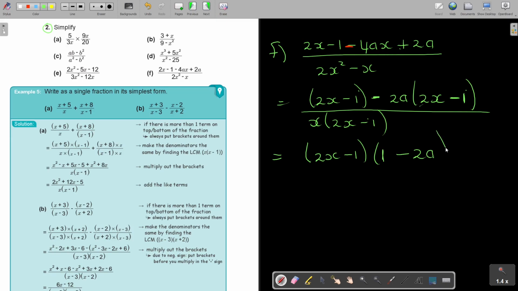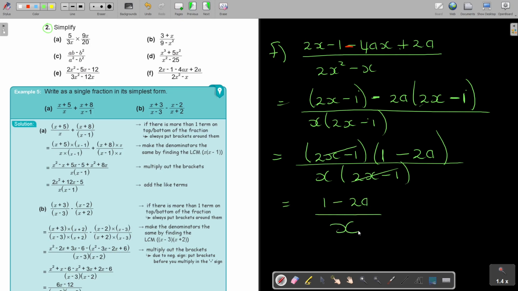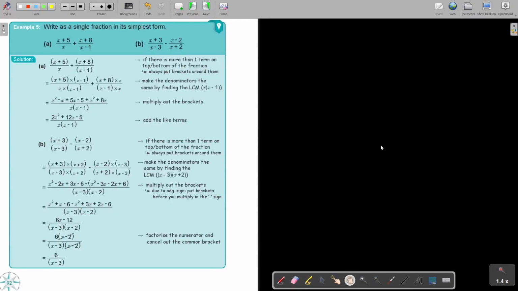You first have to take out that bracket, and if you divide and everything cancels, it's 1. You have to make it first 1 term by taking out the common bracket, and now you can go and cancel, and it's 1 minus 2a over x. And that is the final answer. Again, you can leave the brackets or you can leave the bracket. Let's look at the last example in this video and then do the try nows.